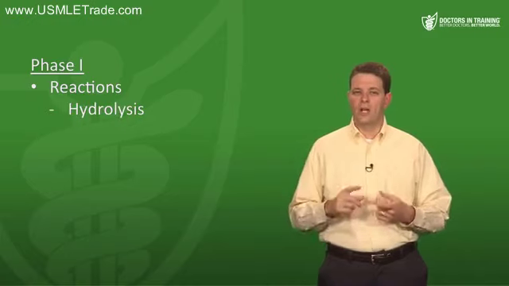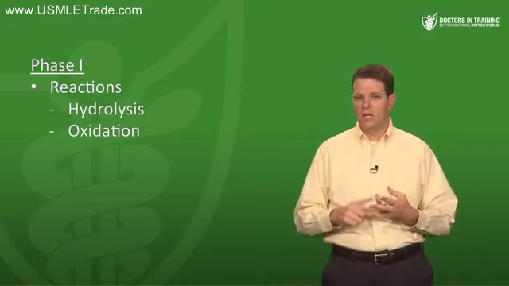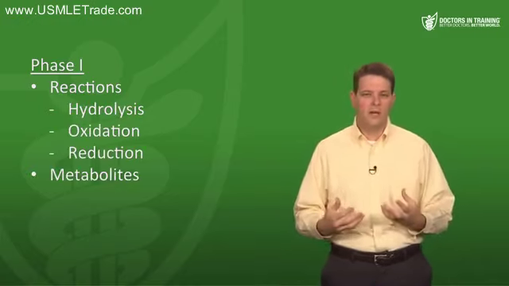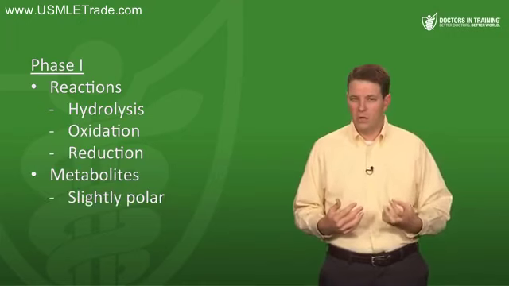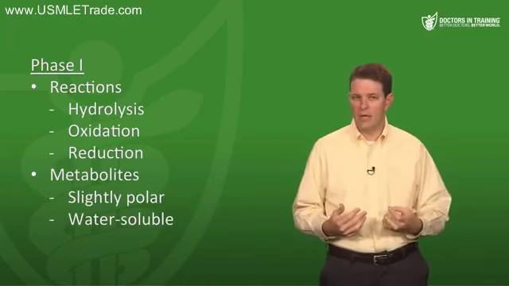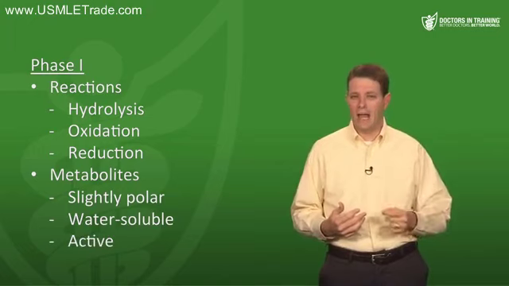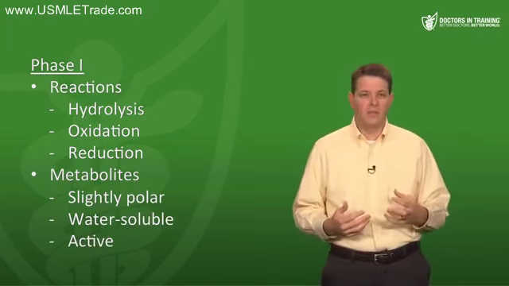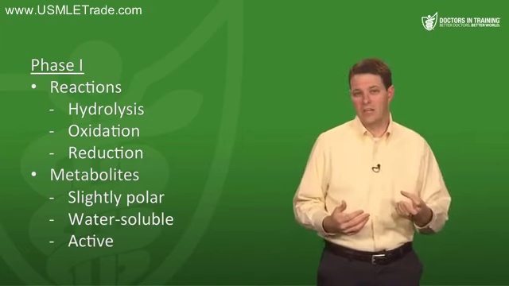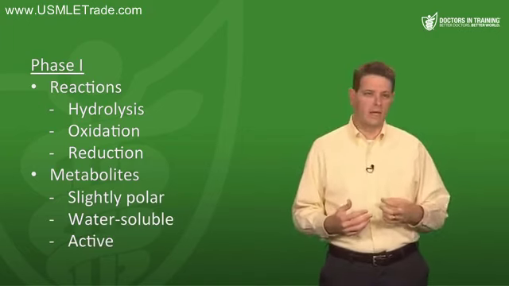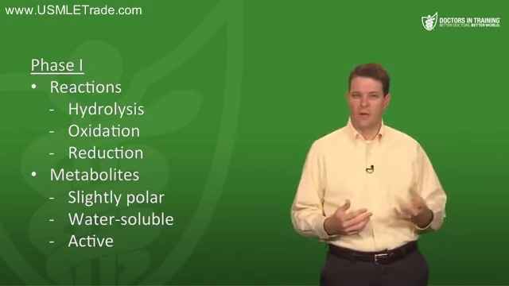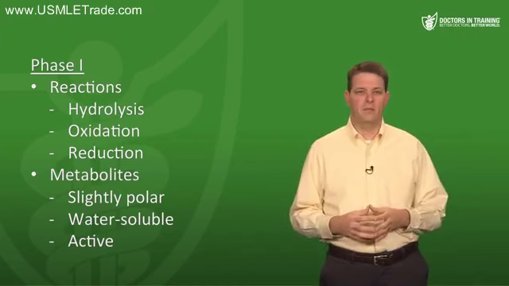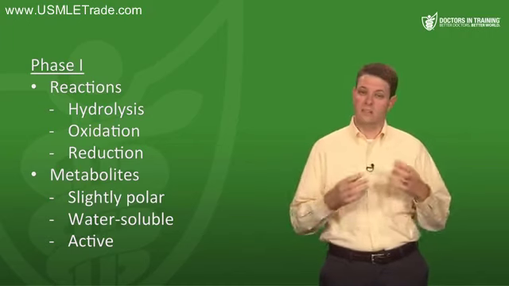Phase 1 reactions are hydrolysis, oxidation, and reduction. And these kinds of reactions result in slightly polar, water-soluble metabolites, which are often still active. Occasionally, phase 1 will inactivate a drug, but sometimes phase 1 reactions can actually activate a drug and make it more potent, like converting a prodrug into an active drug. Or sometimes phase 1 metabolism can actually make a safe drug toxic.